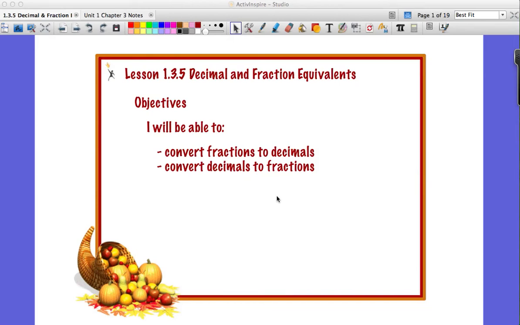Welcome to Lesson 135, Decimal and Fraction Equivalence. Today we're going to talk about how to convert fractions to decimals and how to convert decimals to fractions.